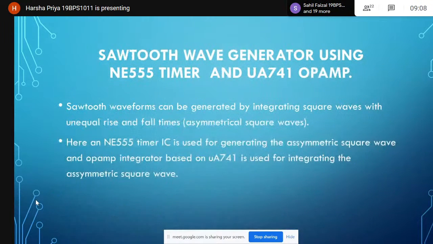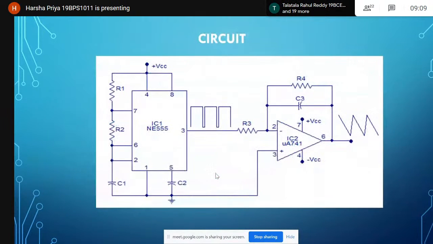To generate this sawtooth wave in eSim, I have used an NE555 timer and a 741 op-amp. This is generated by integrating square waves with unequal rise and fall time. So here we are going to use this timer IC to generate an asymmetric square wave, and then we are going to integrate it using the op-amp. This is just for explanation.